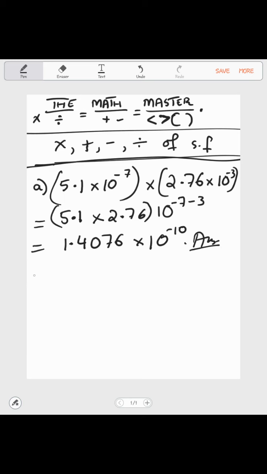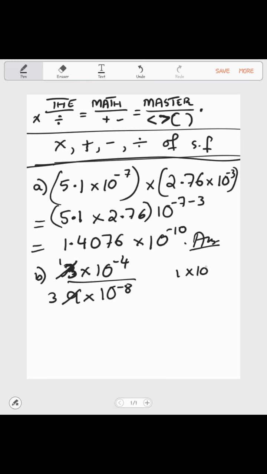Moving on, the next question is 3 multiplied by 10 to the power of minus 4 over 9 multiplied by 10 to the power of minus 8. Now this 3 and this 9 can be cancelled without doing anything. You can cancel, like 3 ones are 3 and 3 threes are 9. So what remains is you can write like 1 into 10 to the power of minus 4 over 3 into 10 to the power of minus 8.